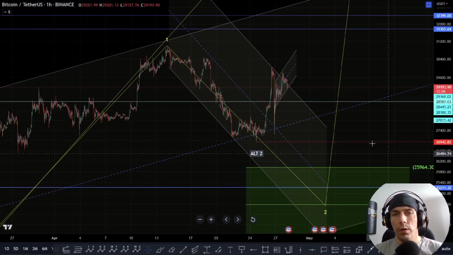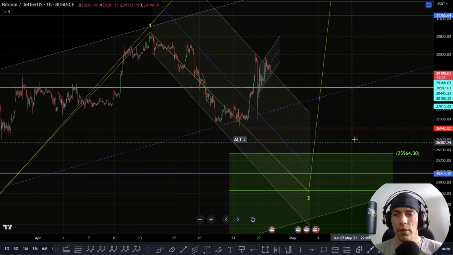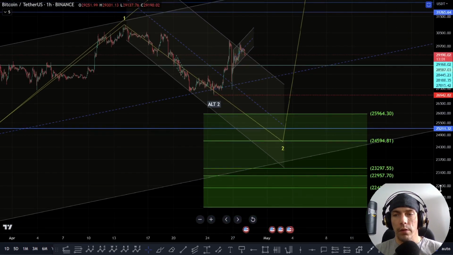Let's get into the price action and see what's going on. Primarily, I'm still looking for the potential of a bigger retracement here, potentially down towards this zone of 25,964 to this 21,567 as a lower range for that target area.